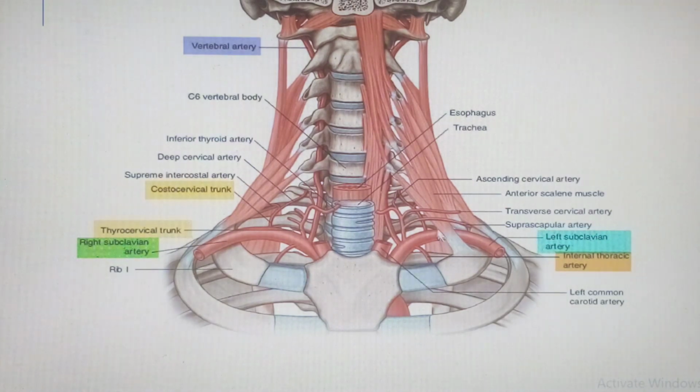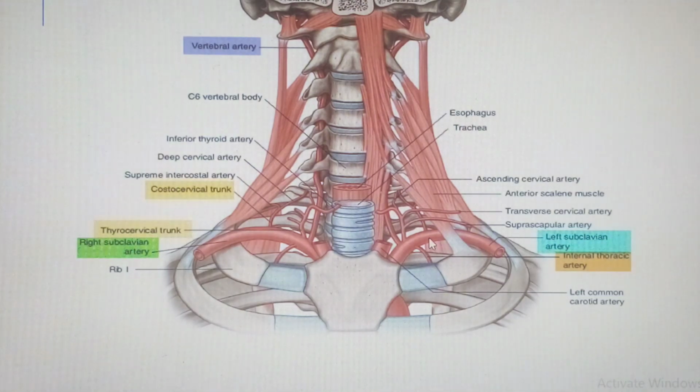And then the second part will be from the medial border up to the outer border of the subclavian artery. And then the third part will be from the outer border of the subclavian artery to the lateral border of the first rib. Okay, that's the distal part. So these are how we are going to have it.